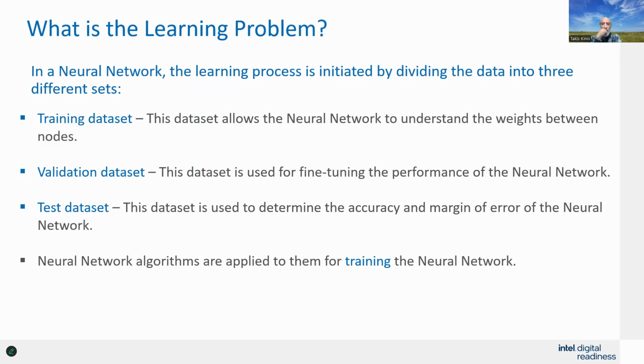It says in a neural network, the learning process is basically initiated by dividing the data into 3 different categories, right? So we'll have a set of training data, and it says that it allows the network to understand the weights between the nodes so that we can traverse all the pathways. We'll also have a validation set, and then we'll have a test data set as well to see if we have a good rate of error, basically. So sort of like other models, but notice we have that validation thing, which is basically the fine tuning aspect of it.